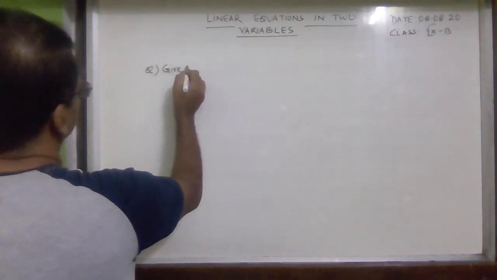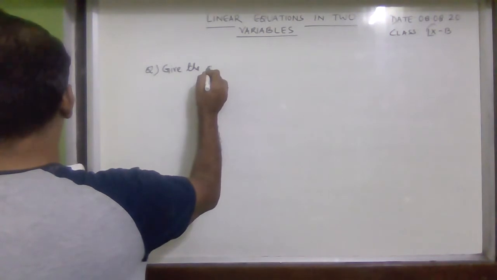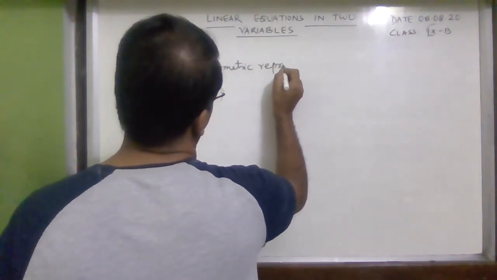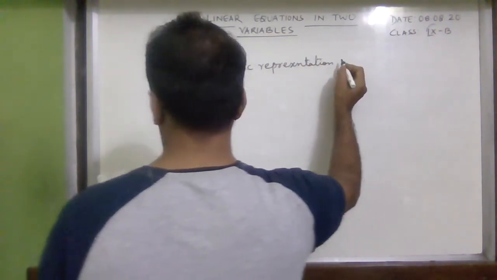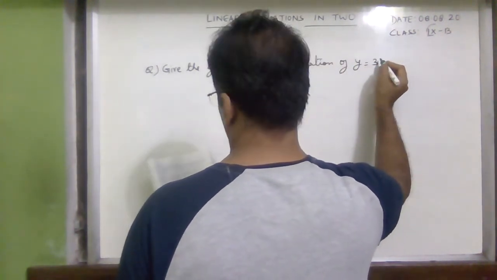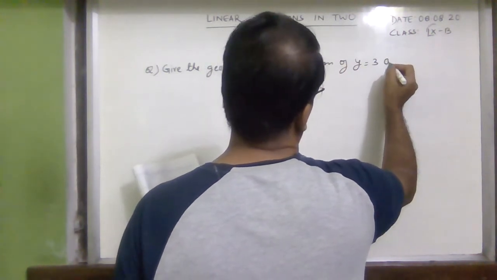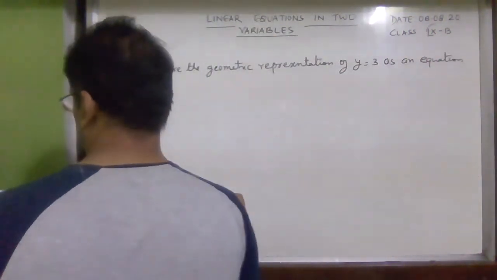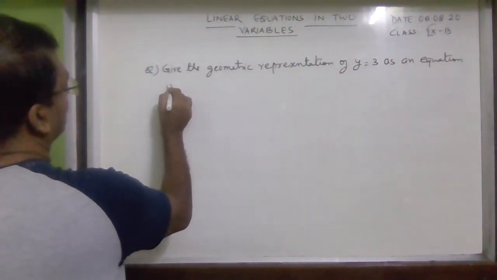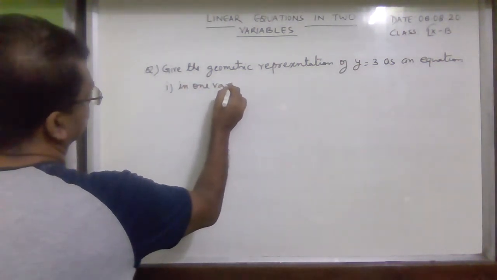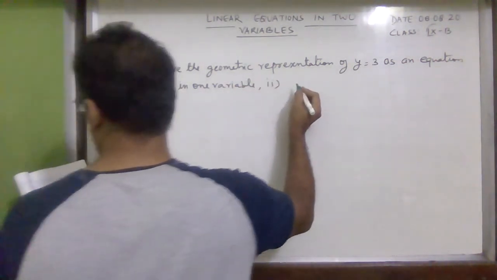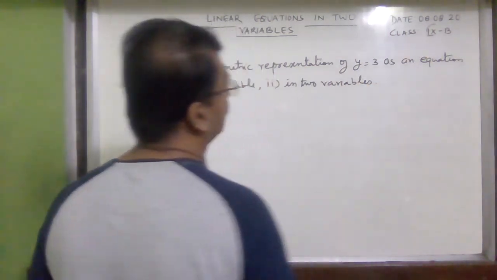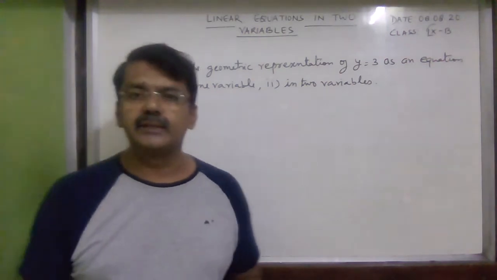Give the geometric representation of y is equal to 3 as an equation, first part in one variable, second part in two variables. Okay, first part in one variable, second part in two variables.